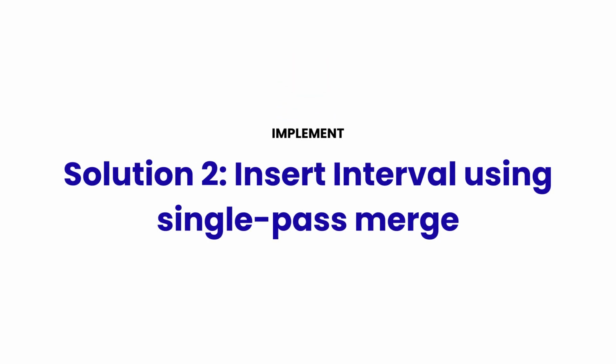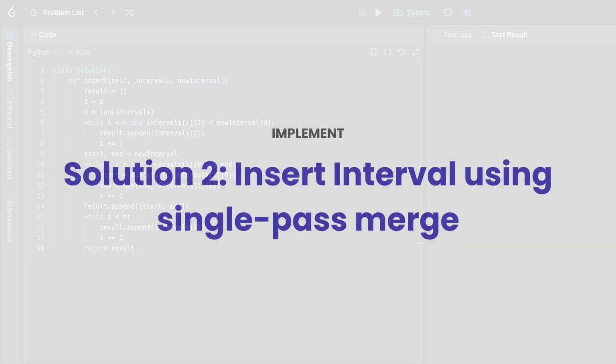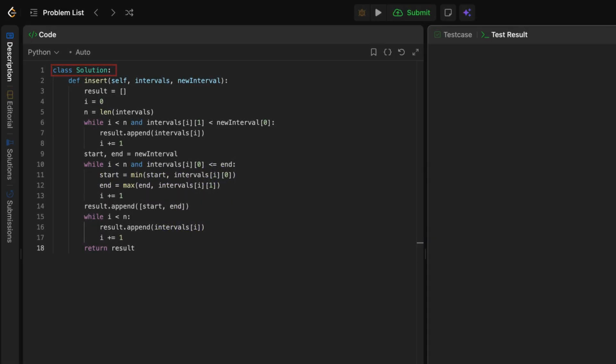Solution 2. Insert interval using single pass merge. Define a solution class as a wrapper. It takes sorted, non-overlapping intervals and a new interval to insert. Initialize a result list to build the final merged intervals. Pointer i iterates through intervals, and n is the total count. Phase 1: add intervals before the new interval. Copy intervals that end before the new interval starts, with no overlap.